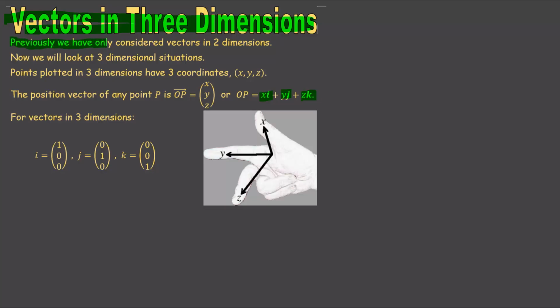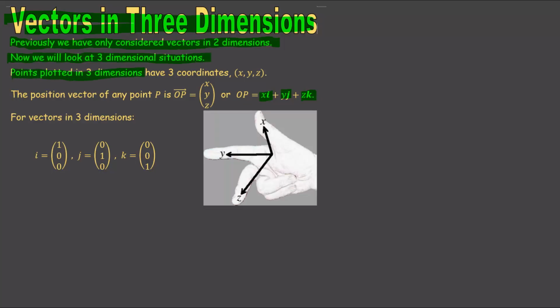Previously we've only considered vectors in 2 dimensions. That was in the last section of this course, and also in the Year 11 course. Now we will look at 3-dimensional situations.